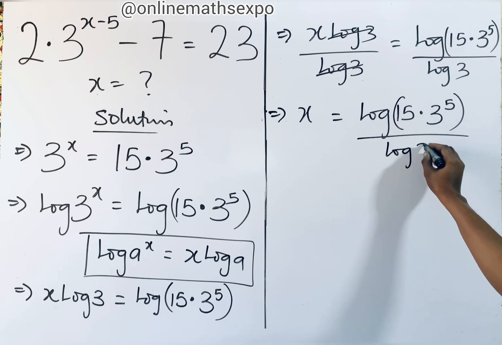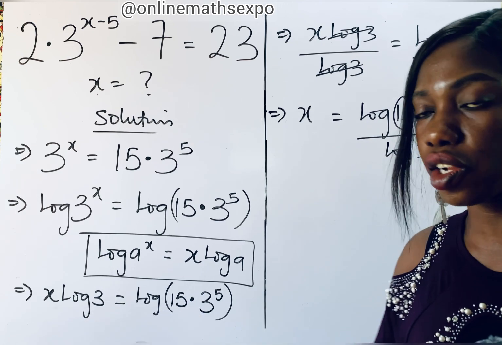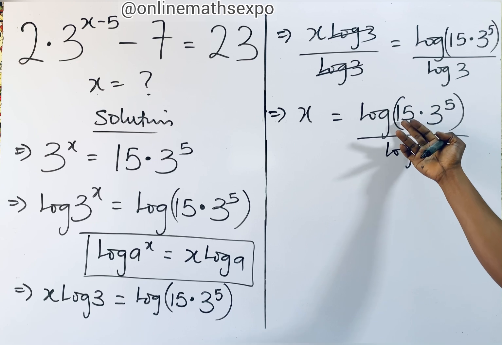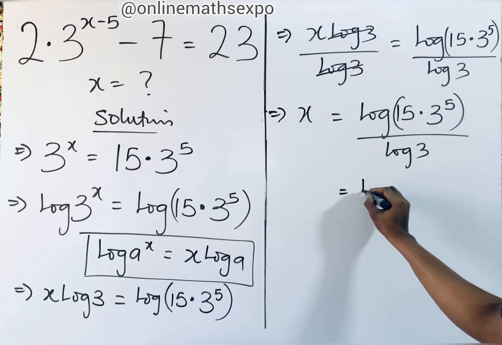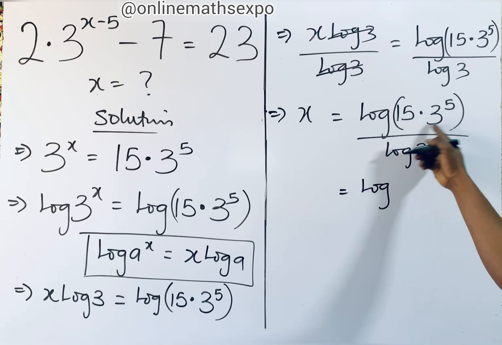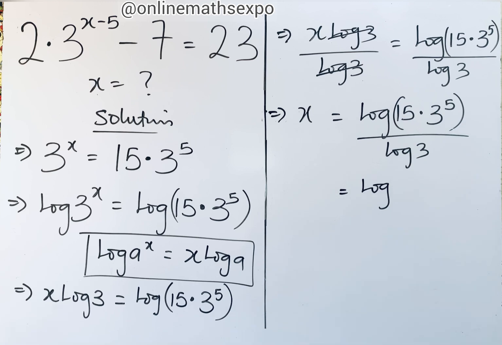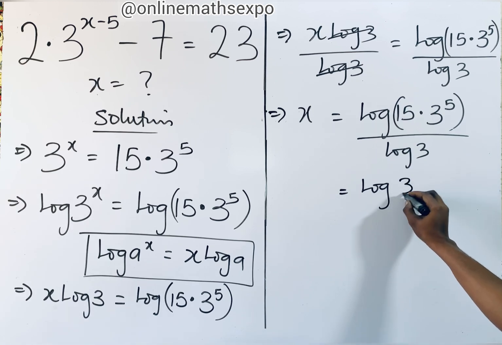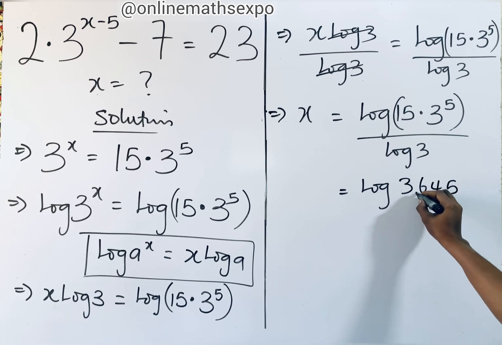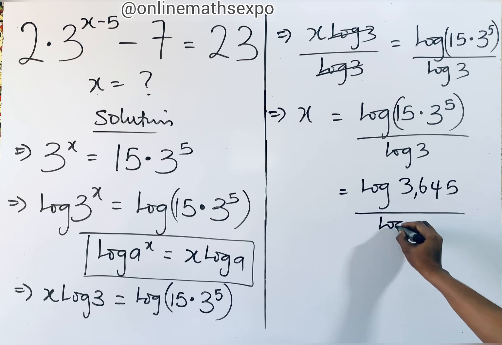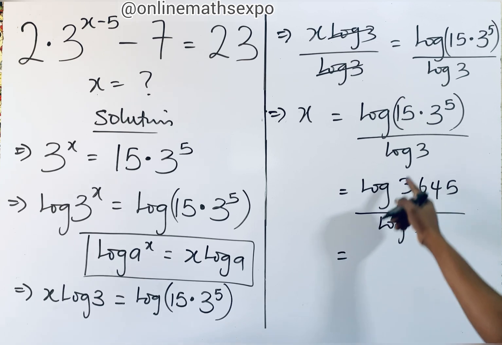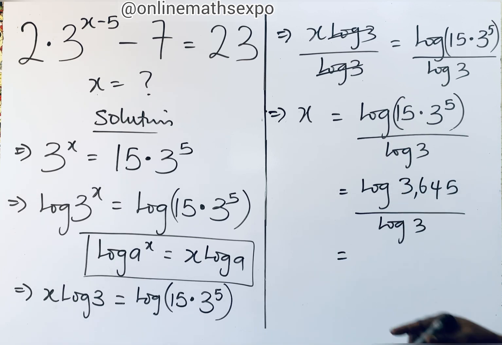X is equal to log of 15 multiplied by 3 to the power of 5 divided by log of 3. Now, if you are using your calculator, quickly what you will do is multiply this. So it's going to give us log of, if you multiply this, 3 to the power of 5 multiplied by 15 gives you 3,645, divided by log of 3. Okay. Now quickly key this into the calculator.